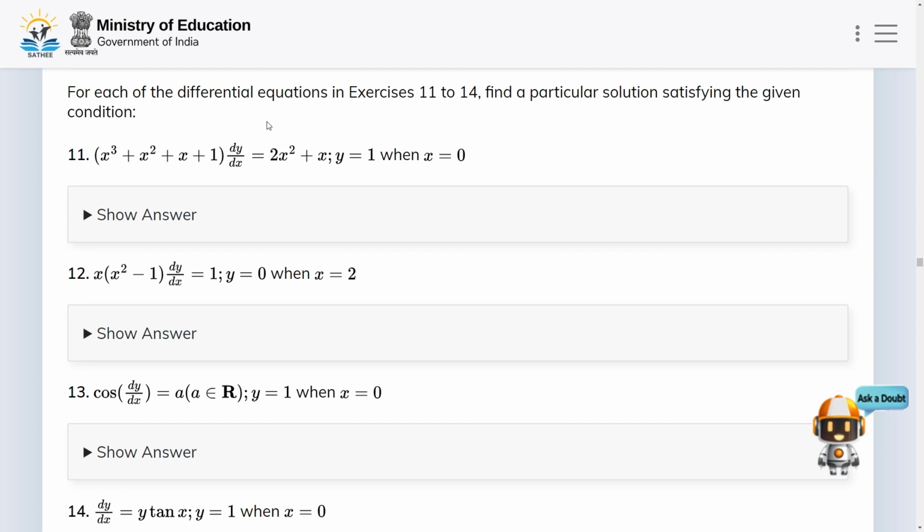So for each differential equation we have to find a particular solution satisfying the given condition. So here we need to find a particular solution. The obvious thing is, first we have to find the general solution, and according to the condition we will transform it into a particular solution. So let's see. Separate accordingly.